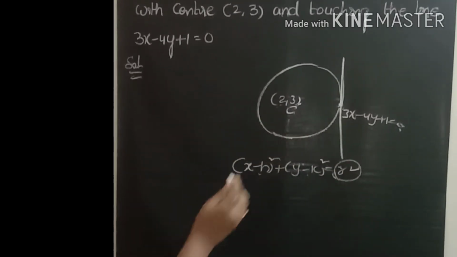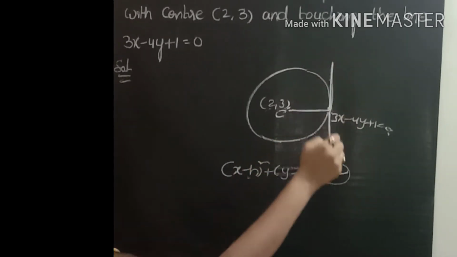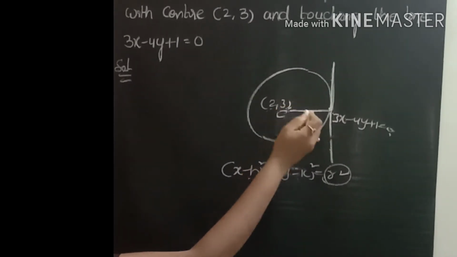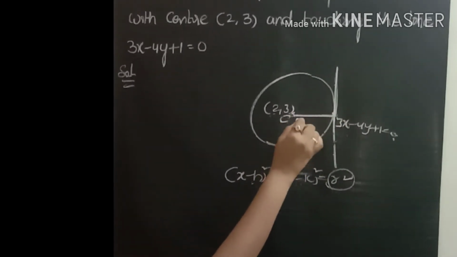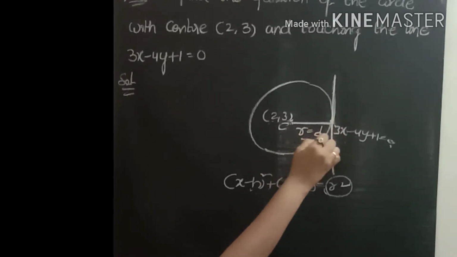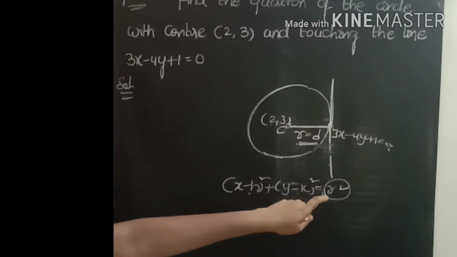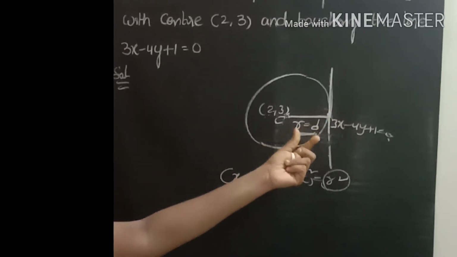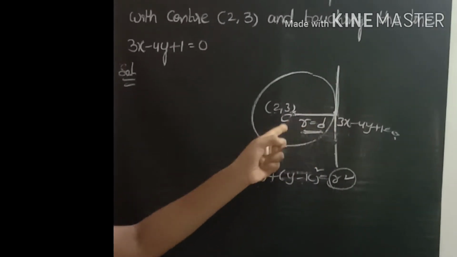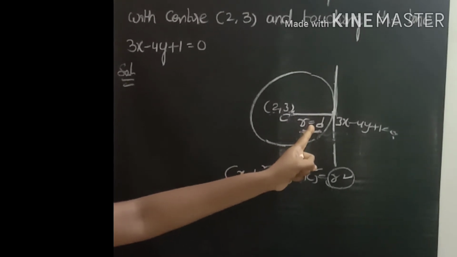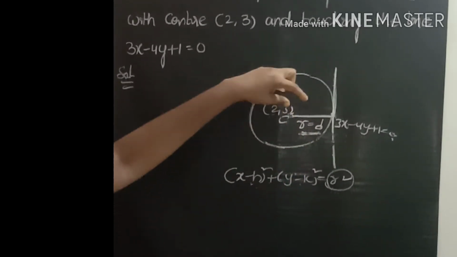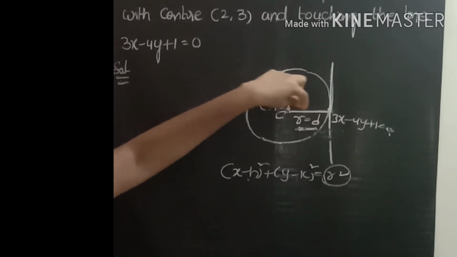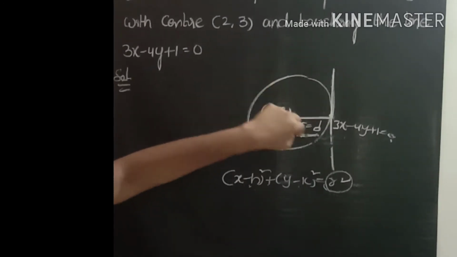Here the line is a tangent to the circle. The condition for tangency is r equals d. To find the value of r, simply we have to take the perpendicular distance value. Since it's a tangent to the given circle, r equals d is the condition. So we are finding the perpendicular distance value to get the radius since these two are equal.